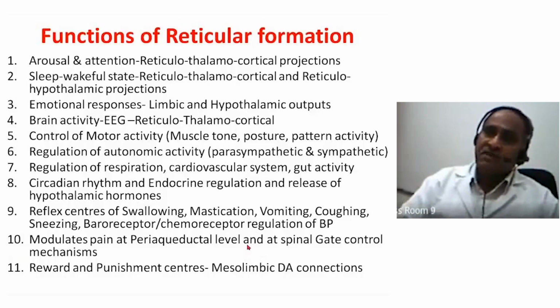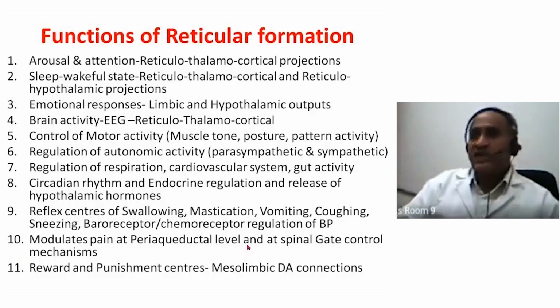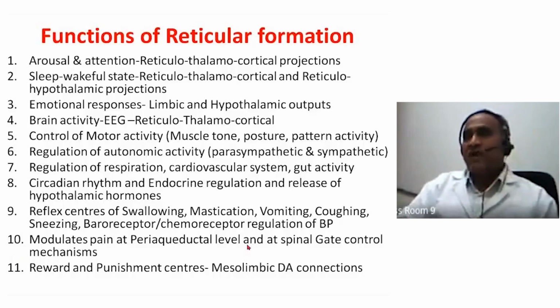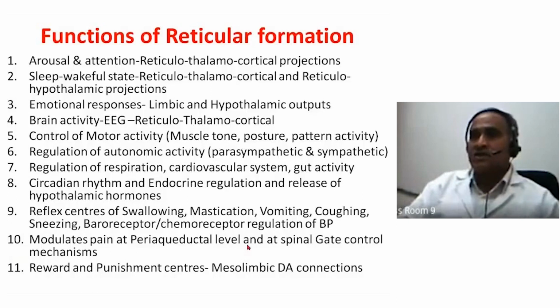Number 4, reticular system modulates the EEG activity. That means that normally when the eyes are closed, it is the slow wave in the EEG. And when we open the eyes or when there is some sensory stimulation, this slow wave activity becomes a fast wave beta rhythm.